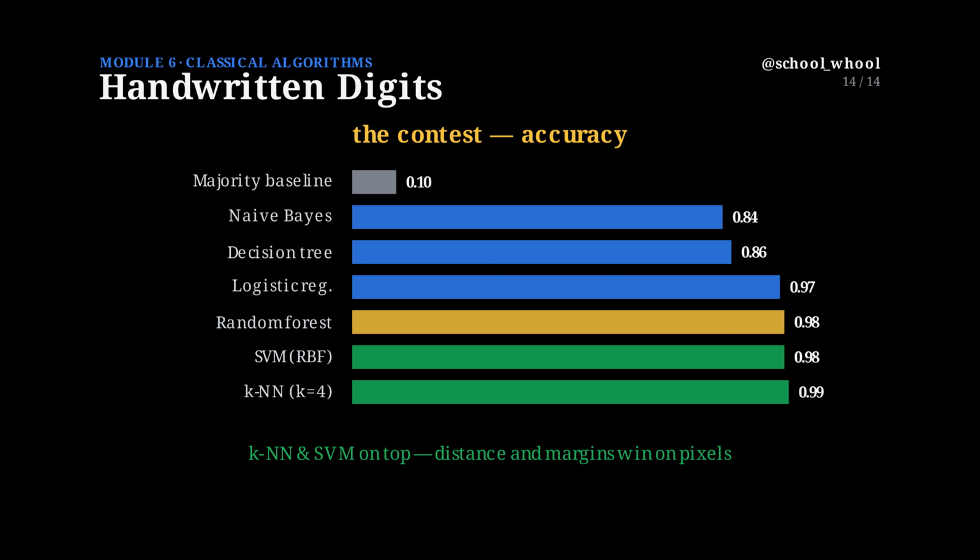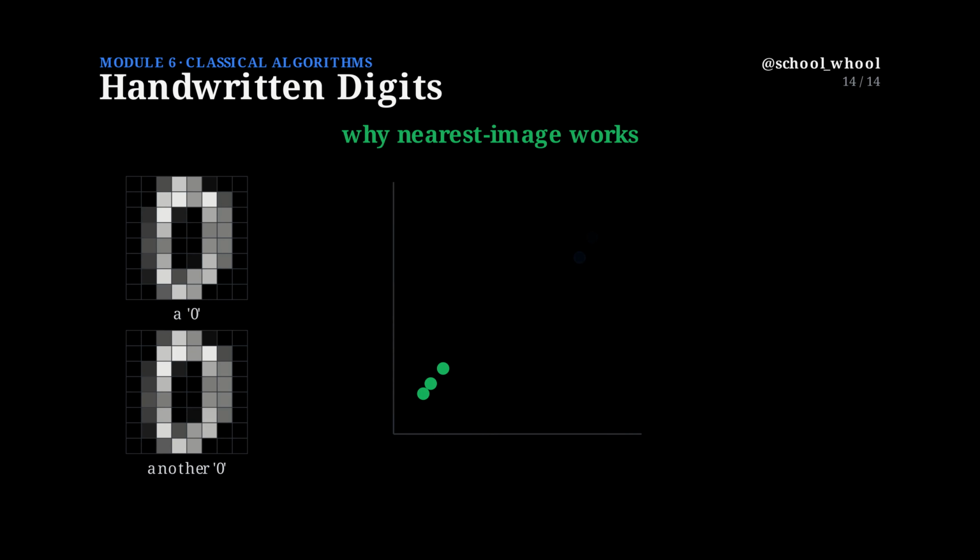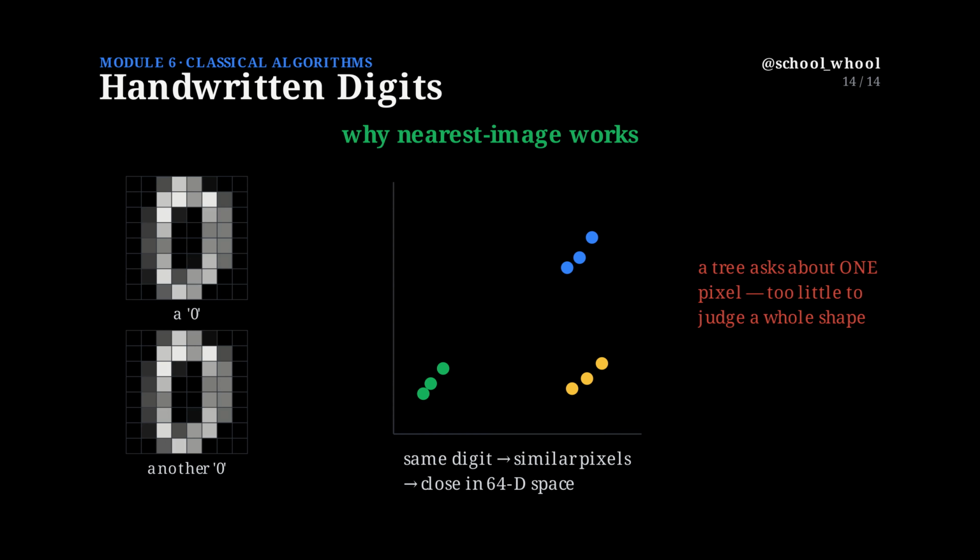Why does simply finding the nearest images work so well? Because two images of the same digit light up almost the same pixels. Written as 64 numbers, they sit very close together in pixel space. So a new digit's nearest neighbors are usually the same digit. The support vector machine exploits the same closeness with its margins. A single tree, though, asks about 1 pixel at a time, and 1 pixel tells you very little about the whole shape, so it lags.